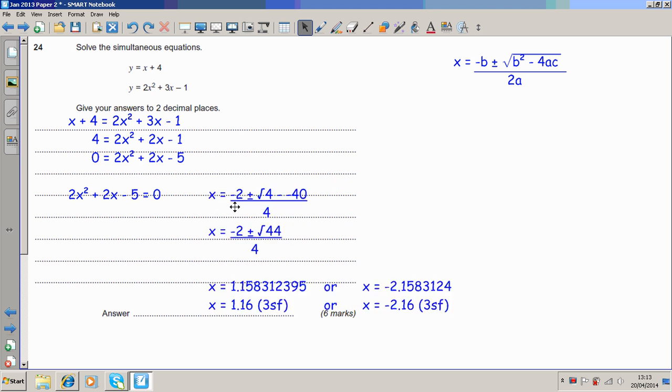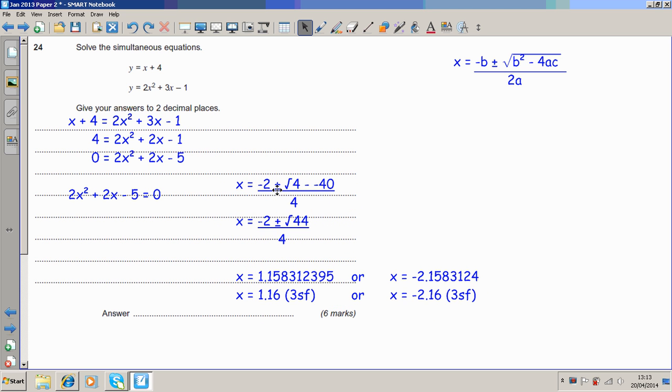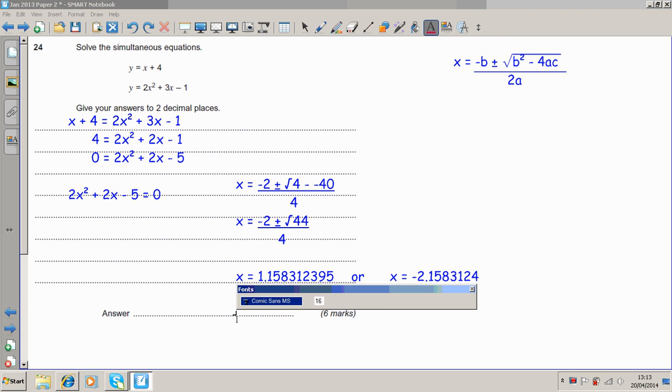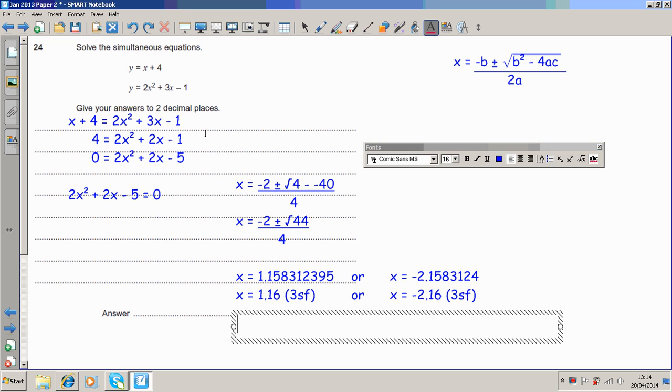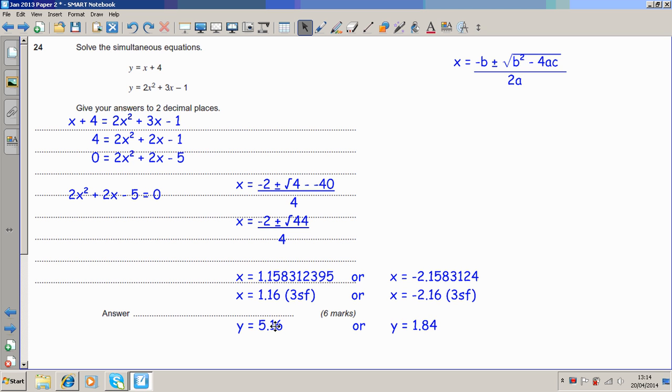Alright, so take a little breather there. We've solved our equation. We're starting to look quite good. The only issue we've got now is we've got our x values. We just need to remember that we need y values to go with them. Okay, so our y values to go with them then are going to be our x value plus 4. So y is going to be 5.16, or it's going to be 1.84, and they're going to be our answers.